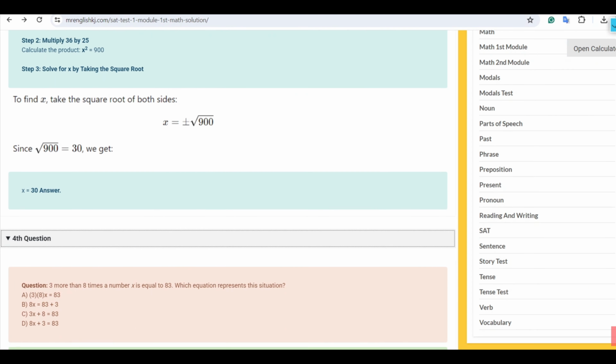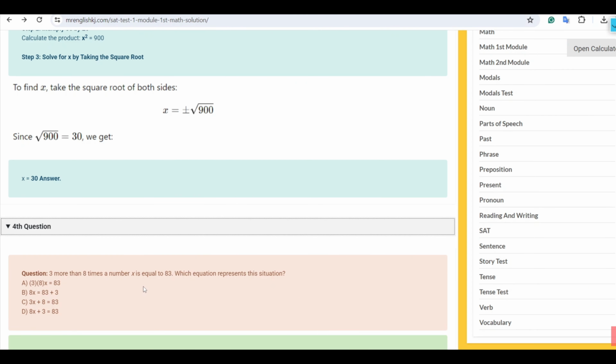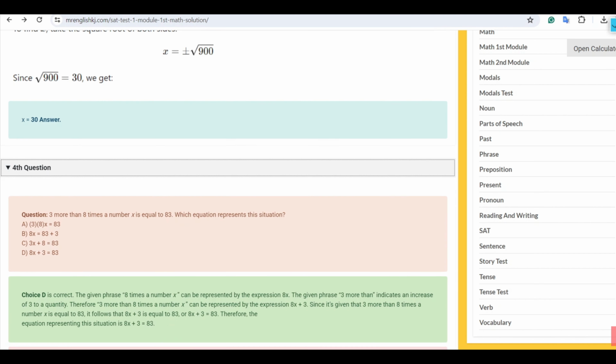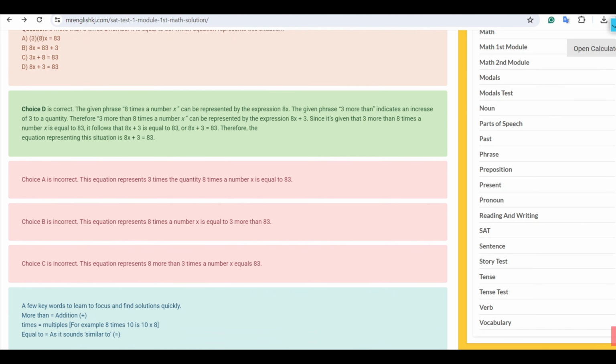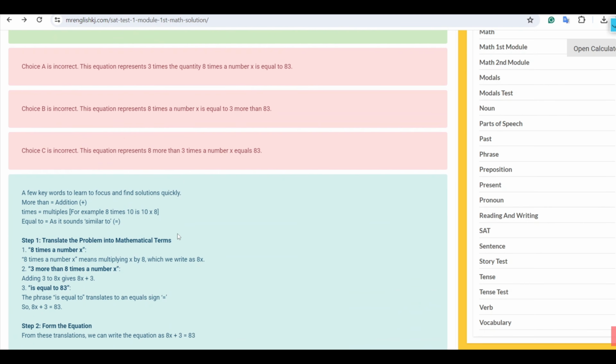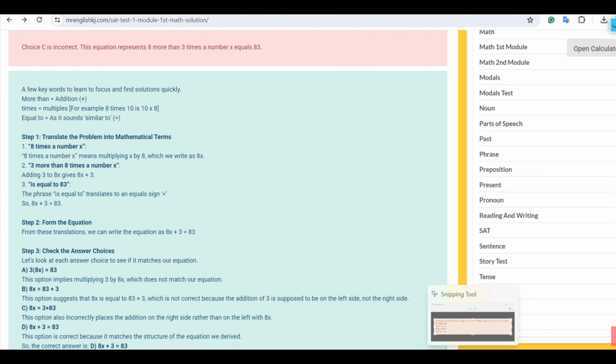Now let's move to the fourth question. 3 more than 8 times a number x is equal to 83. Which equation represents this situation? Let's see. We know the answer, that is D, but why? It is explaining, but it is better if you go to the blue part that I told you. The blue part will explain everything in detail.